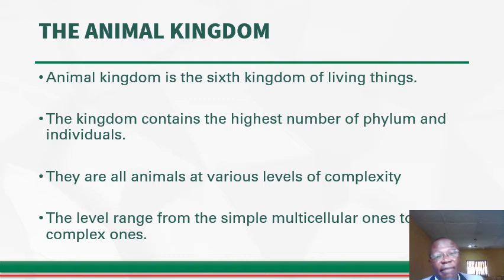We have some that are very complex, and some that are very simple. We have some that are unicellular and some that are multicellular, as we also found in the plant kingdom, where some plants are unicellular and some are multicellular. Some are simple, some are very complex. The level of complexity ranges from the simple multicellular ones to the complex ones.